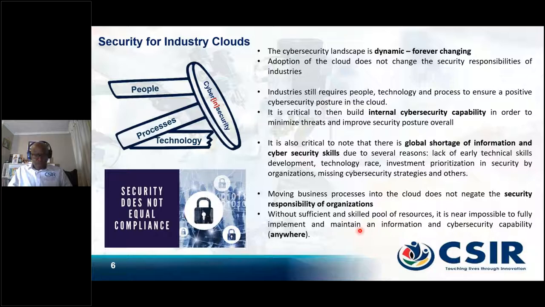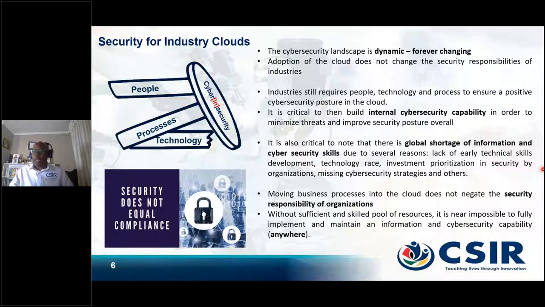And I've made this point that without those sufficient skills, it is just impossible to remediate or even maintain or implement any other security capability in the cloud. And it's also very important, because sometimes people focus on compliance, but compliance is not equal to security. Just because you have passed the audit, it does not mean you are secure.